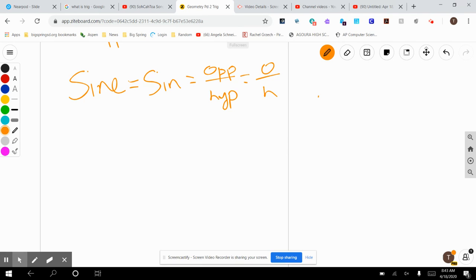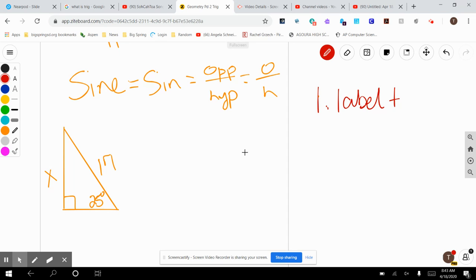Okay. Now, how this comes in handy is if I have a right triangle, okay, so I got a right triangle. Let's say I know this angle is 25 degrees. I want to know what this is. I know this is 17. Okay. Step number one for all these problems is going to be to label the triangle.